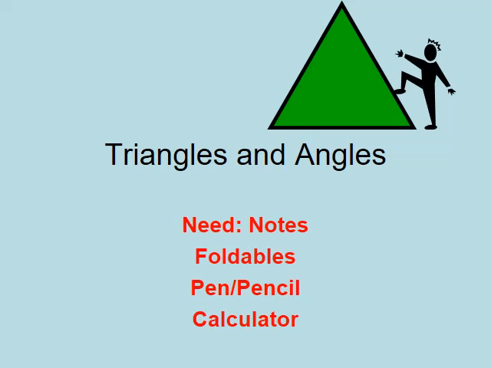Hello, geometry folks. Today we're going to be starting a new unit called Unit 4, and that is triangles and congruence. So, of course, the first thing we're going to talk about is triangles and angles. What you'll need today are your notes, the foldables, there should be 2 of them, and then a pen or pencil or a calculator. So with that, let's get started.